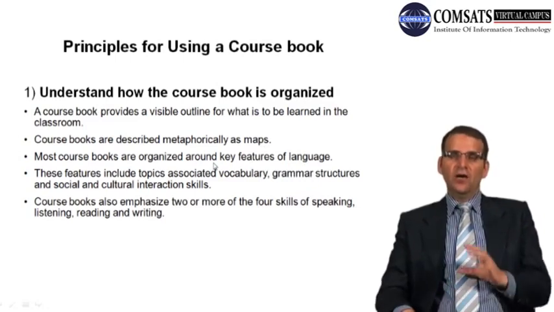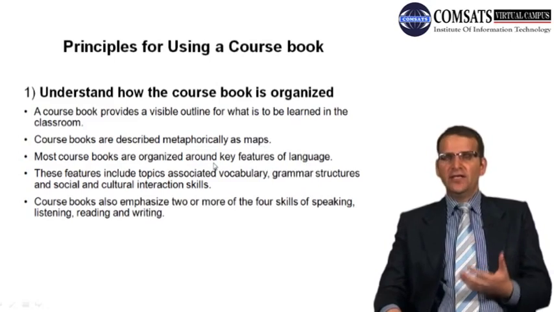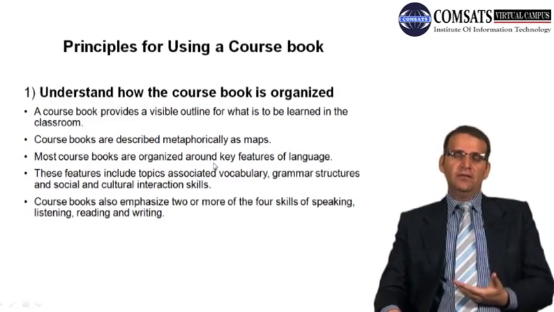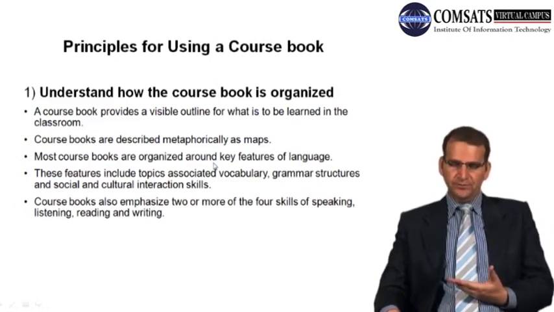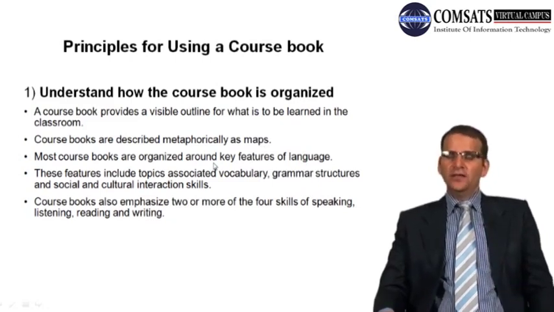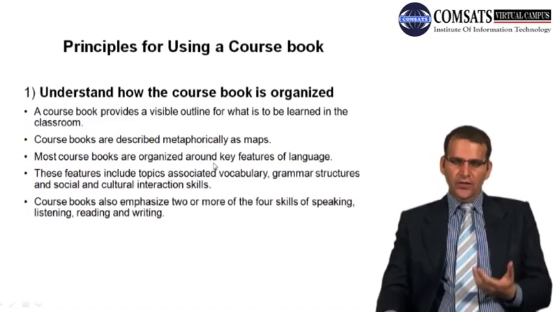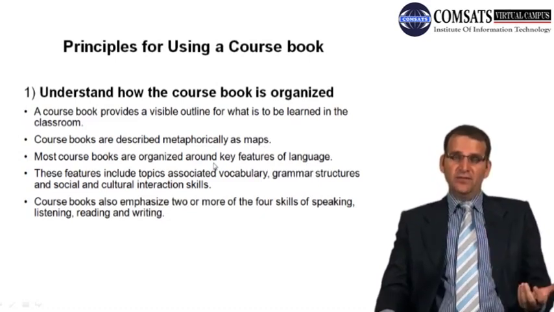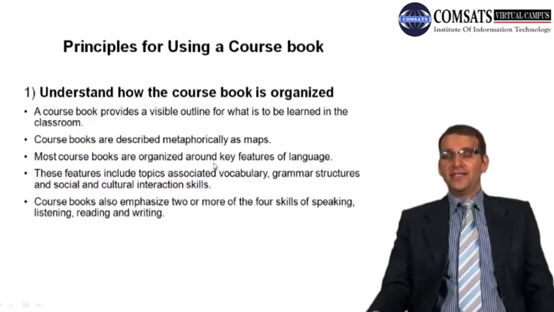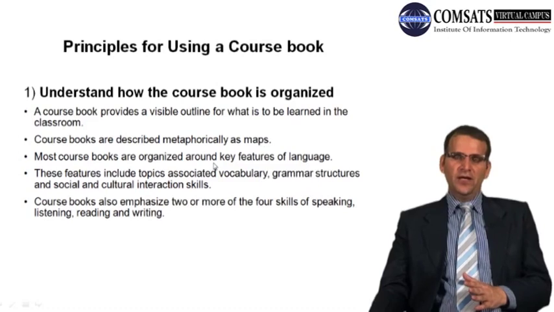You need to know how the book has been organized, and then start thinking how the compiler, how the writer, and of course the publisher, has published this book, why and how the writer has used this order. A course book provides a visible outline for what is to be learned in the classroom. This is important. If you have the model in front of you, then you can easily move on. Course books are described metaphorically as maps, right? The course books are road maps, in fact. If the road map is clear in your mind, you can easily reach your destination, right? So take books as road maps. Metaphorically, they are road maps, provided you know.